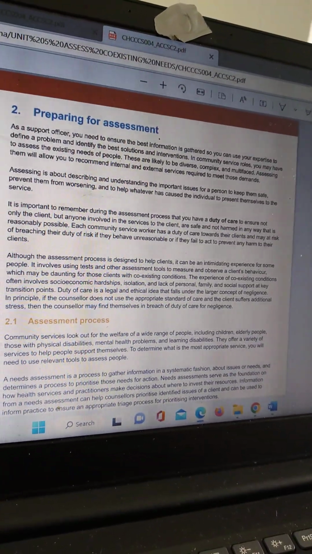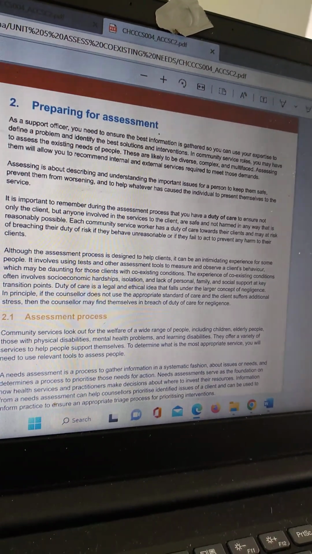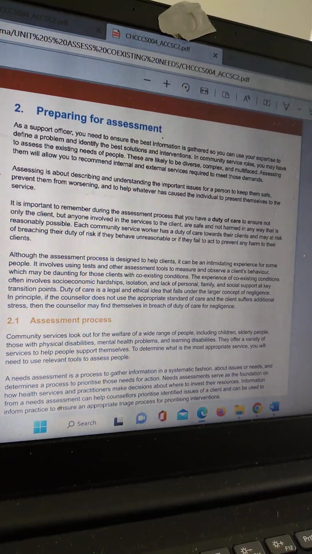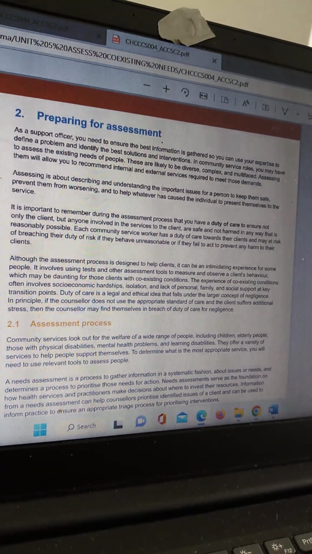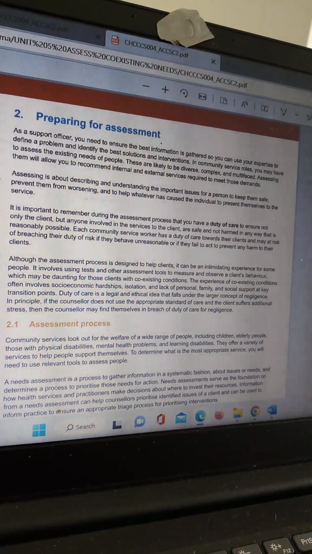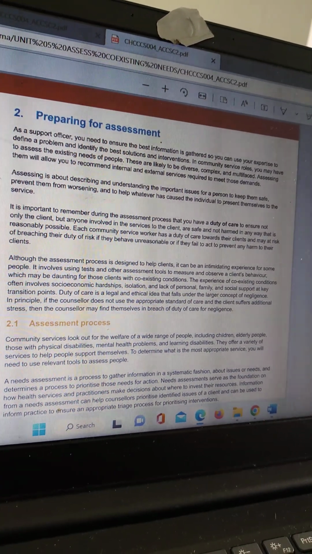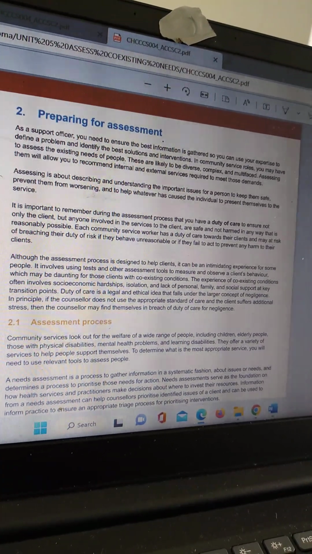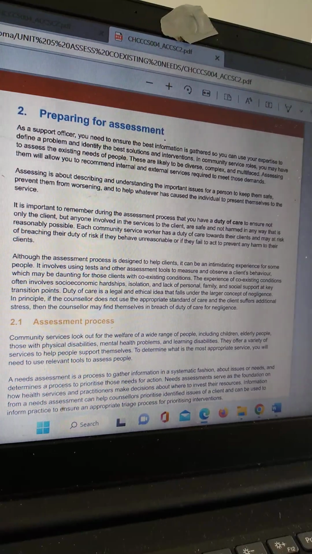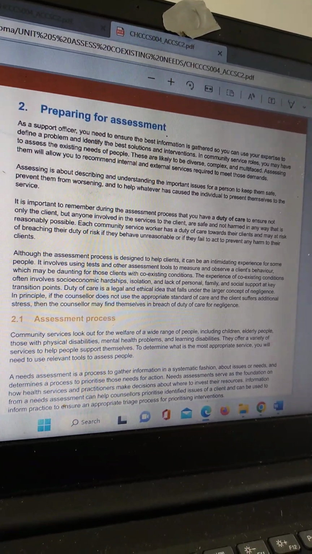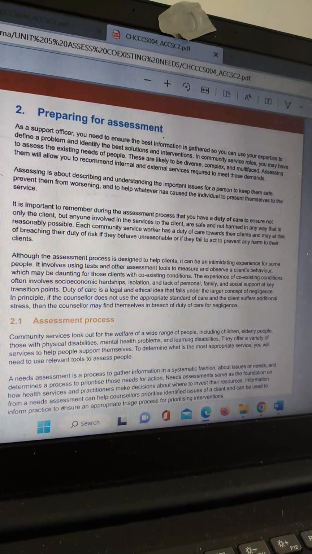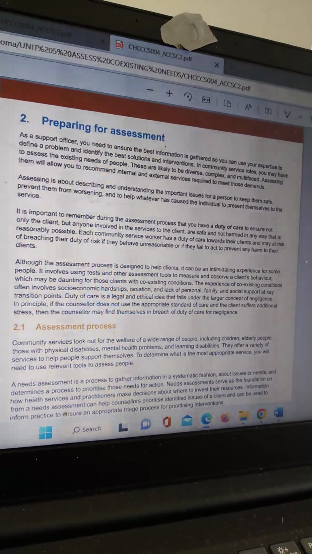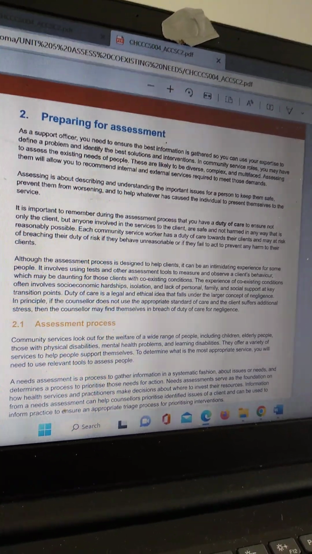Preparing for assessment. As a support officer, you need to ensure the best information is gathered so you can use your expertise to define a problem and identify the best solutions and interventions. In community service roles, you may have to assess the existing needs of people. These are likely to be diverse, complex, and multifaceted. Assessing them will allow you to recommend internal and external services required to meet those demands.